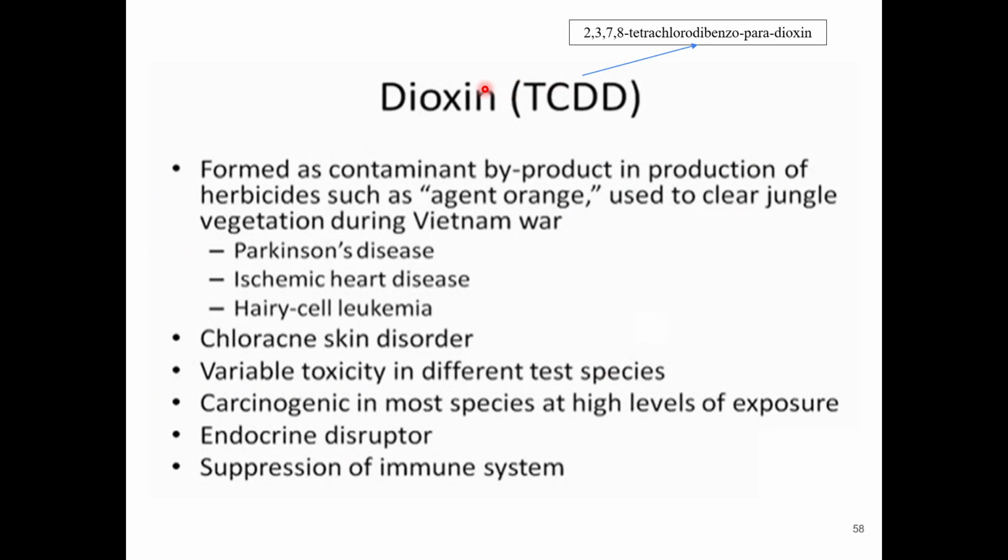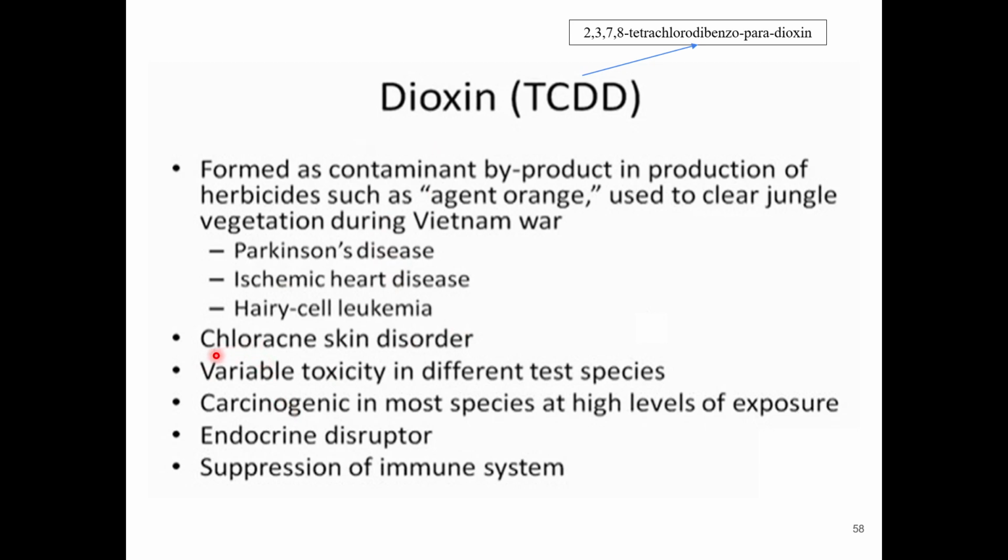One more toxic substance is dioxin. The full name is TCDD, that is 2,3,7,8-tetrachlorodibenzo-dioxin, shortly called dioxin. It is formed as a contaminant byproduct in production of herbicides. An example is Agent Orange, which was used to clear jungle vegetation during the Vietnam War, and that led to Parkinson's disease, ischemic heart disease, and hairy cell leukemia. These are some of the health problems associated with dioxin.